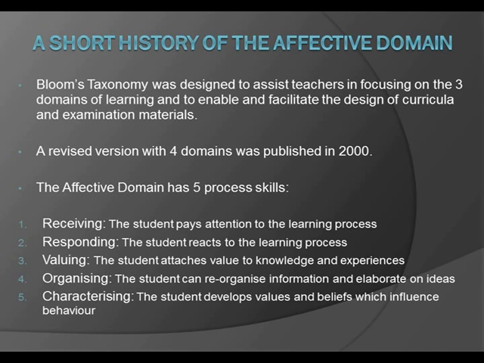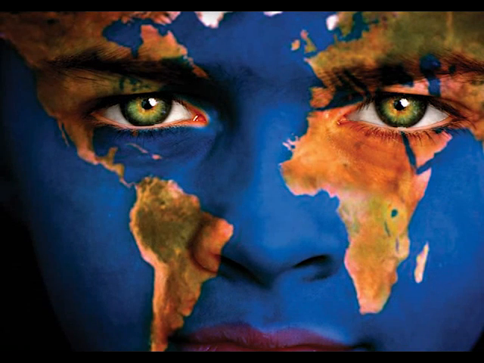The affective has 5 process skills. Receiving: the student pays attention to the learning process. Responding: the student reacts to the learning process. Valuing: the student attaches value to knowledge and experiences. Organizing: the student can reorganize information and elaborate on ideas. Characterizing: the student develops values and beliefs which influence behavior.